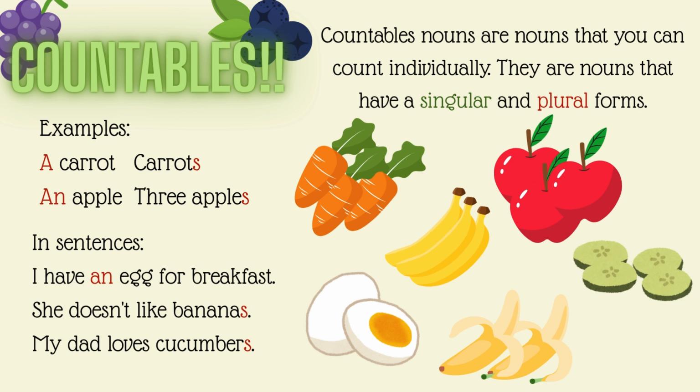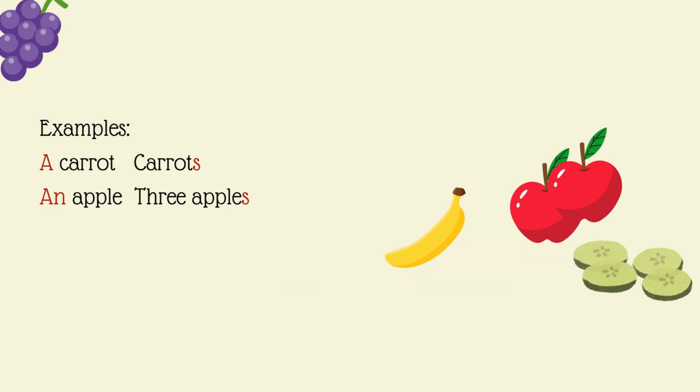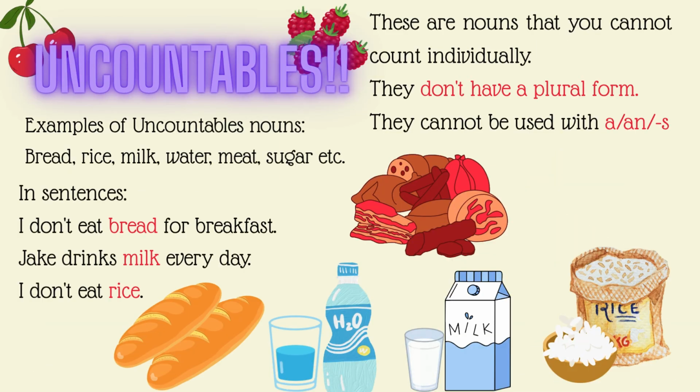Okay, now in sentences, the first one says, I have an egg for breakfast. Okay, the article is correct, right? Because the next word starts with a vowel sound. The second one says, she doesn't like bananas. And the last one, my dad loves cucumbers, with S at the end, because bananas and cucumbers have singular and plural form.